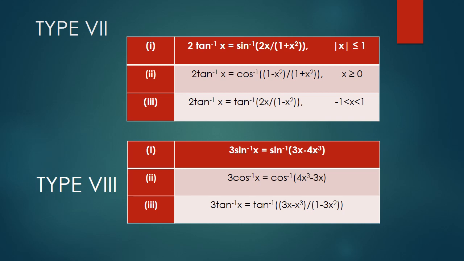Now type 8 formulas. 3 sine inverse x is equal to sine inverse of 3x minus 4x cube. 3 cos inverse x is equal to cos inverse of 4x cube minus 3x. 3 tan inverse x is equal to tan inverse of (3x minus x cube) upon (1 minus 3x square).